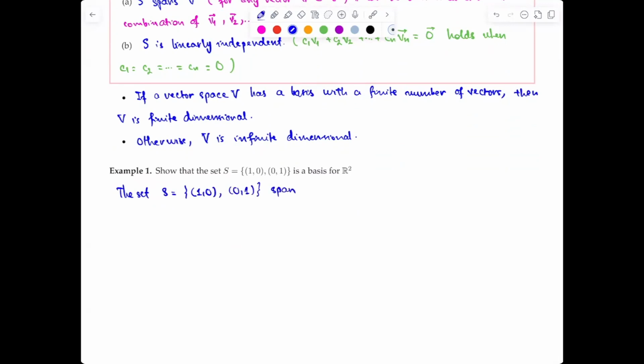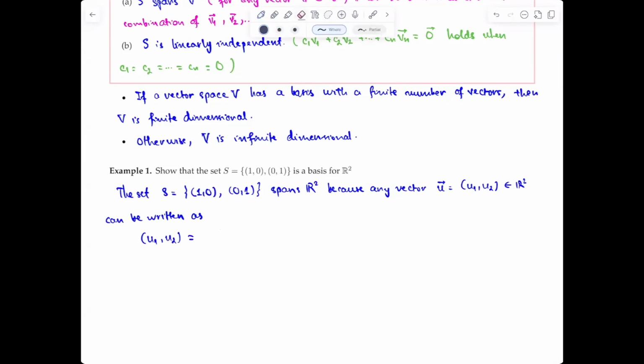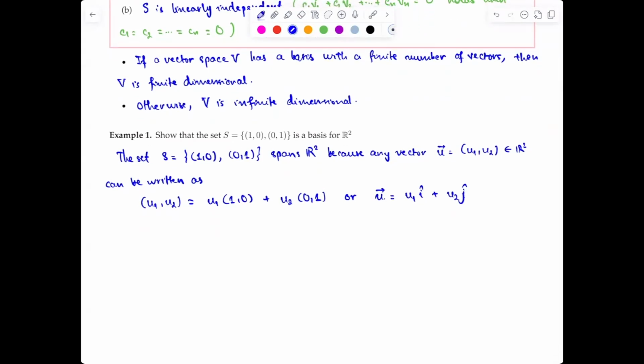spans V, in this case R2, because any vector U equal to (U1, U2) in R2 can be written as, (U1, U2) is equal to U1 times (1, 0) plus U2 times (0, 1). All right. Or you can write U is equal to U1 i plus U2 j. Okay. So we check the first condition, that is the set spans R2.